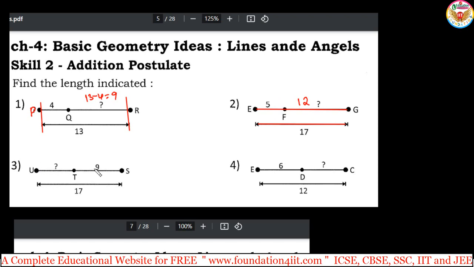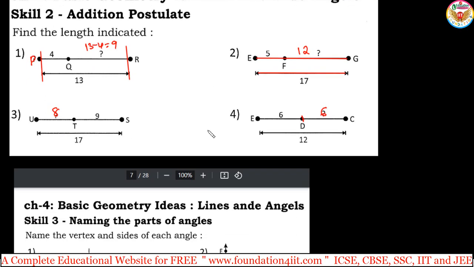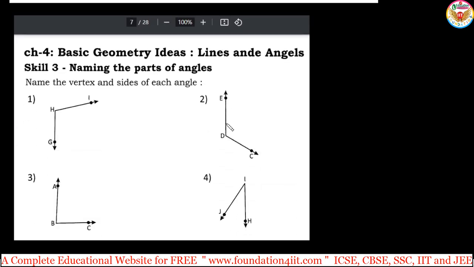Total length is 17, 9 is there. So remaining is 8. Right? 8 plus 9 is again 17. 6 is exactly the center, so one more 6. Yes. So this you need to practice with the other two papers. The 6th page also I am giving the same.